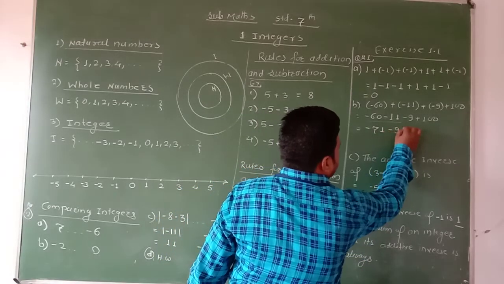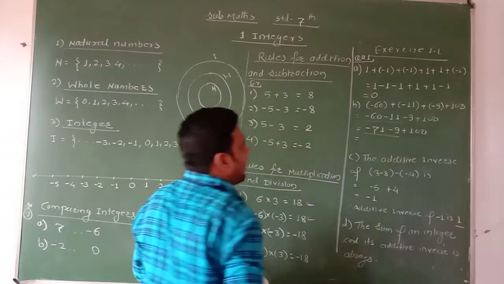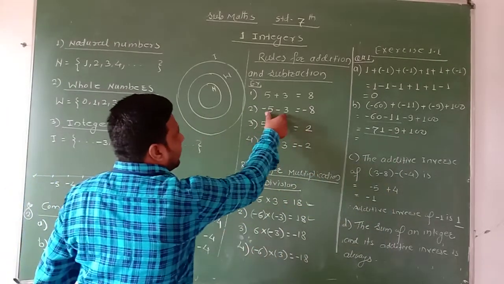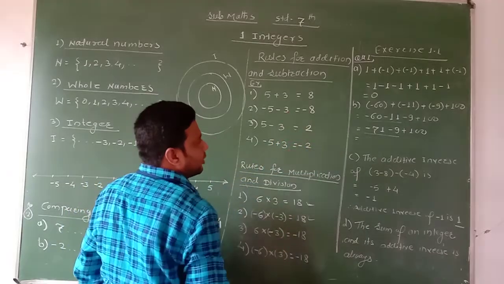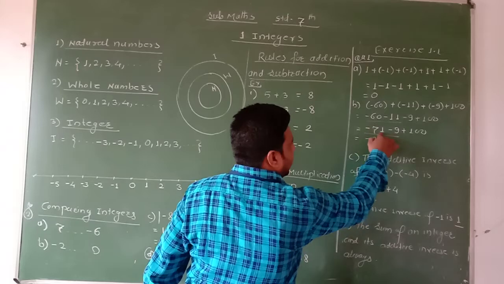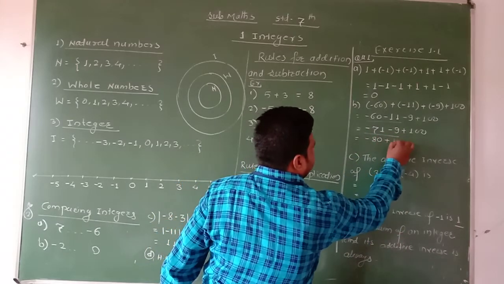Minus 9 plus 100. Again here we take the two numbers. Minus 71 minus 9. Both are negative. According to rule, we have to do the addition and give the negative sign. Here we get the minus 80. Minus 71 minus 9 that is minus 80 plus 100.